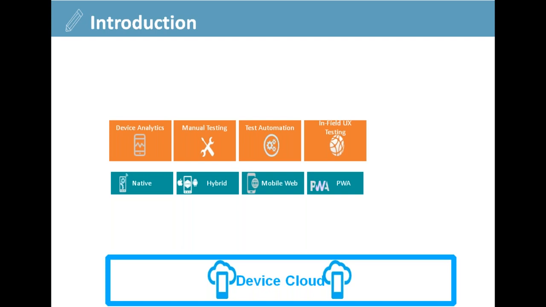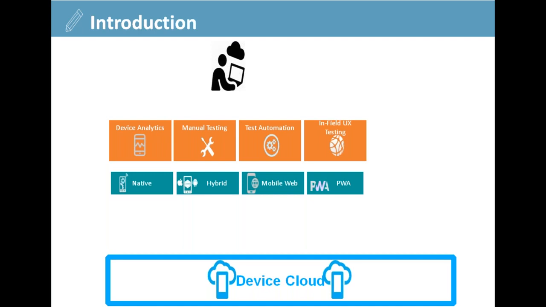Of the things you can do on this platform, of course, you get device analytics for the right set of devices, what devices you should be using for a specific region. You can get that kind of information from here. You can do manual testing on this platform, and you can run test automations by executing your test cases on multiple devices in parallel. The last thing we support here is in-field UX testing. In case you have a requirement to test your application in the field by real users, you can use pCloudy, and pCloudy has that support in the platform.